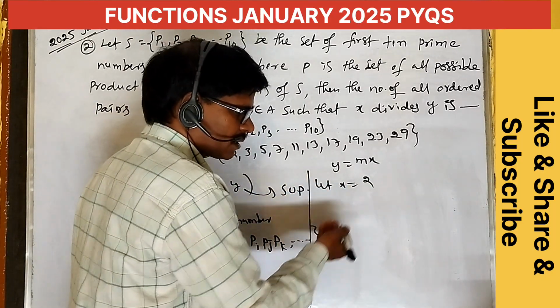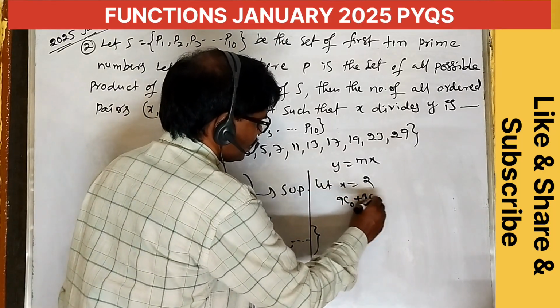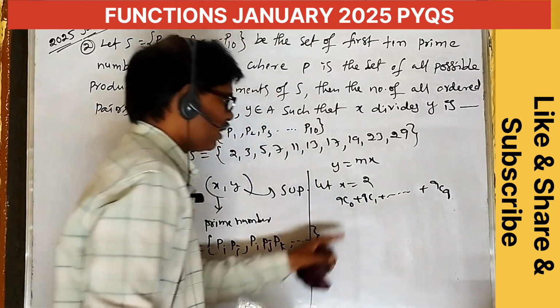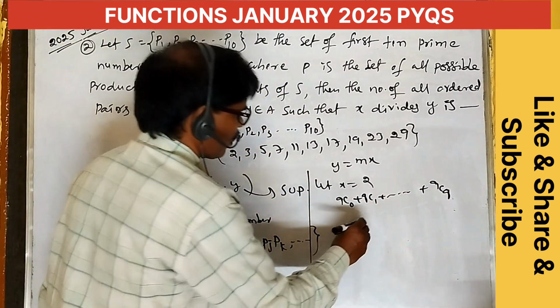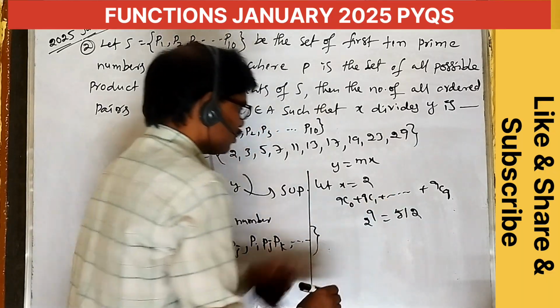Okay, 2 is the fixed one here, right. What is the sum here? 9C0 plus 9C1 plus so on up to 9C9. How many numbers are there here? Total 2 power 9. 2 power 9 is equal to what? 512.